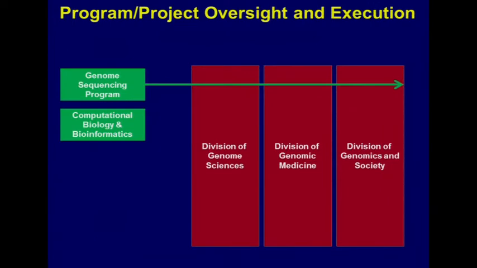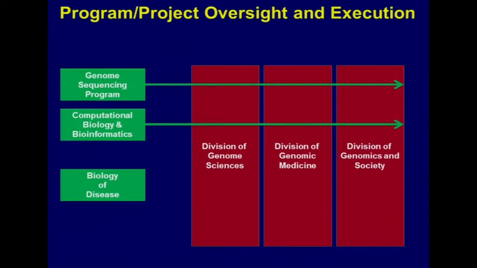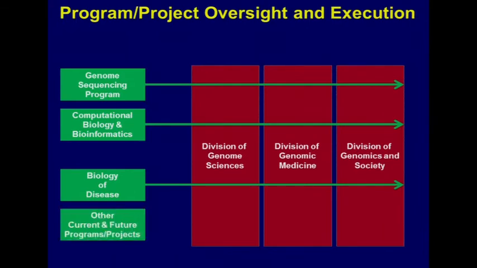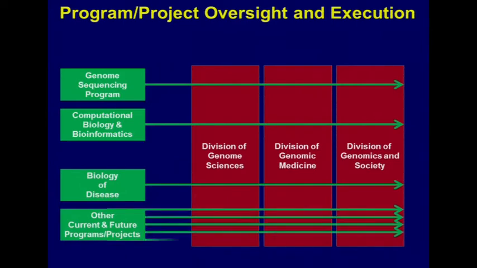Similarly, an area like computational biology and bioinformatics will be highly relevant to all 3 divisions, involving personnel from each of those divisions. There will be programmatic areas such as the biology of disease, one of the major domains of genomics research in the coming decade. And again, this will require the involvement of staff from all 3 divisions. And one can imagine the same to be true for the other, both current and future programs and projects. Now, while the details about this intersection between programs and divisions need to be worked out in the coming months, we are all fully committed to maintaining the highly collaborative and cross-disciplinary nature of the NHGRI Extramural Program, something that has set us apart for many years and that must be preserved.